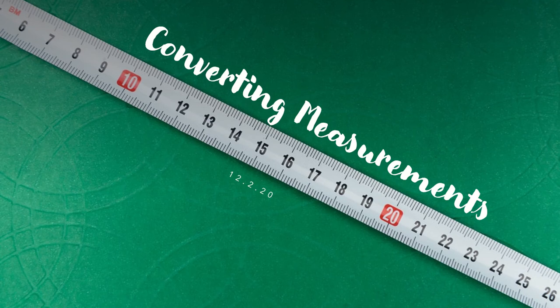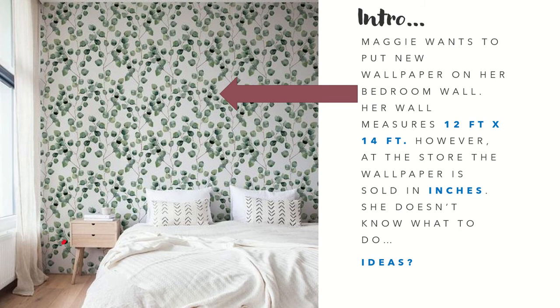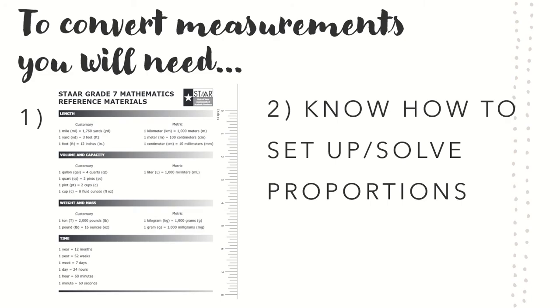As you can see, converting measurements is what we're going to do. We are going to be using something you already know, that you've already learned. We're going to be using it here to do this conversion. So to convert measurements, you will need, number one, this STAR reference materials chart, this conversion chart that has been put in the module for you to print out. It is also on the STAR test, you always get this in your booklet. It's one of those first few pages. You should always have it. We are going to be referring to this a lot.